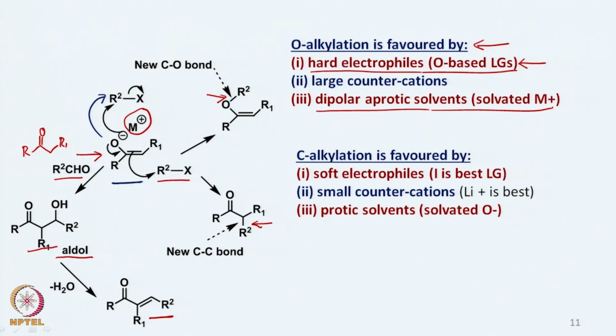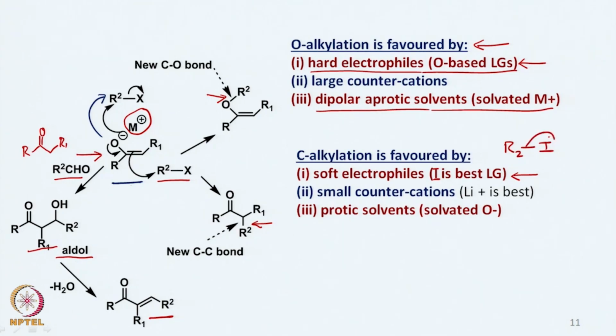Now if we want C alkylation to form, then we have to have soft electrophiles, especially iodide molecules as electrophiles, where iodine is the leaving group. So you have an R, say R2 and I.